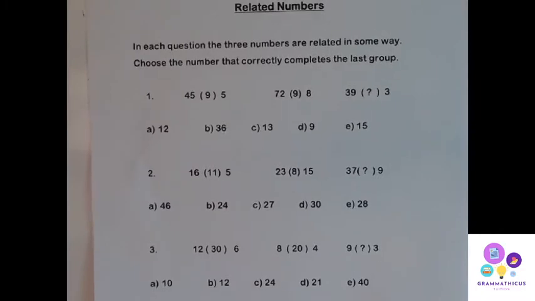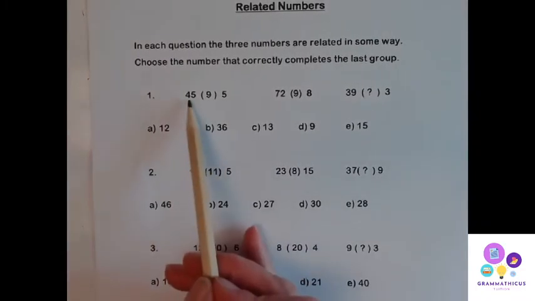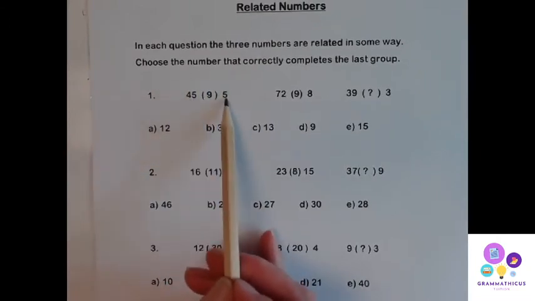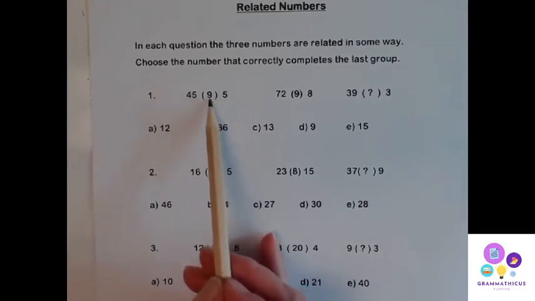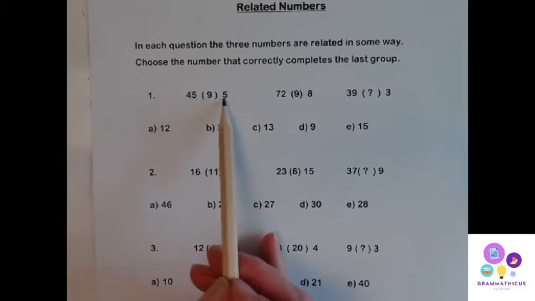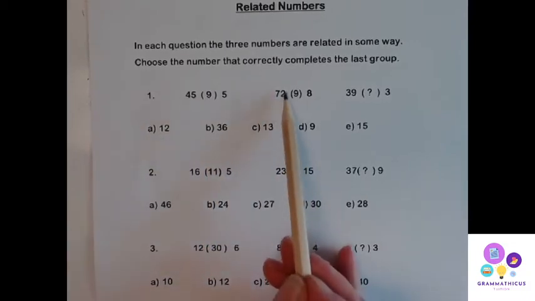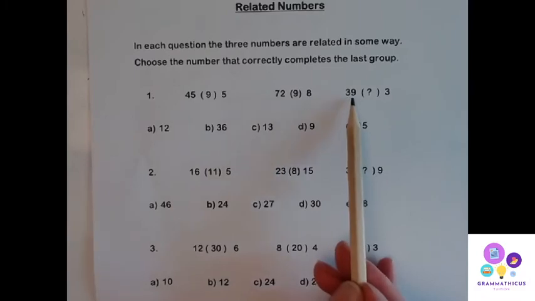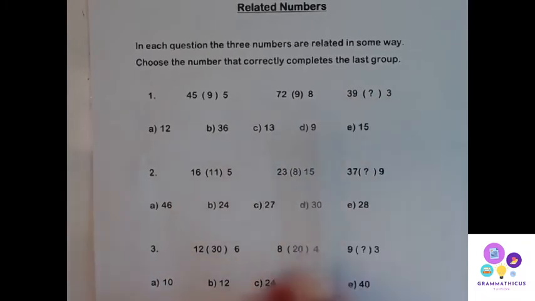So let's have a little look at the questions we've got here. Well, we've got three numbers here, 45 and 5, and we've done something with these numbers to make the number in the middle. Whatever we did to get the number 9 in the middle here, we did the same operation with these two numbers, and we've got to use the same operation with the two numbers we've got over here.